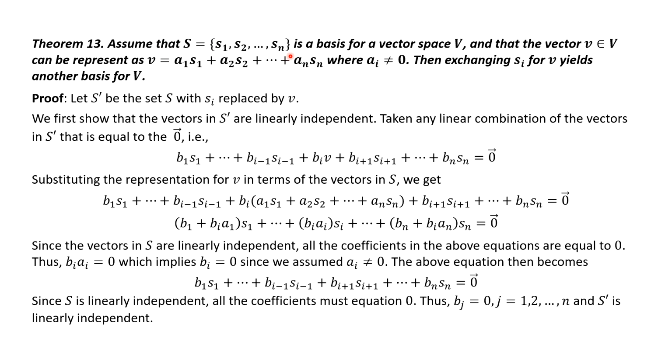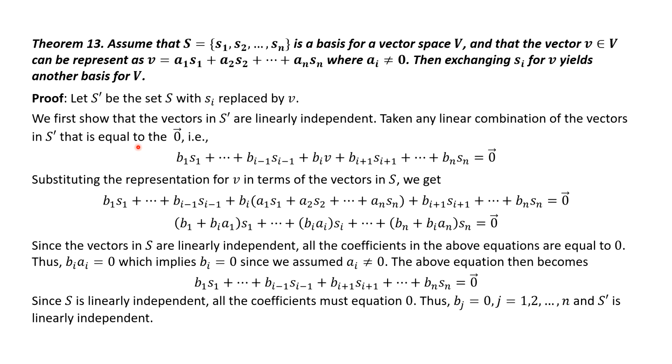We have a basis S for a vector space. We have a vector v in this vector space that's a linear combination of the elements of the basis where at least one of the coefficients is not equal to 0, so v is not the zero vector. Then the theorem says we can exchange S_i for v and get another basis for our vector space V.